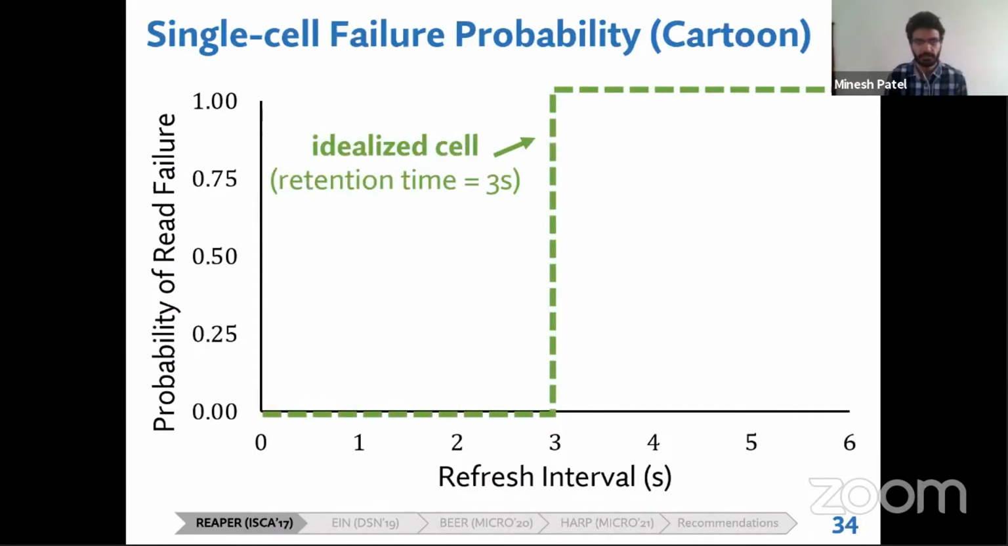In another study, we analyzed the failure probabilities of individual cells. And so this diagram shows the probability of read failure for a single cell over different refresh intervals shown on the x-axis.